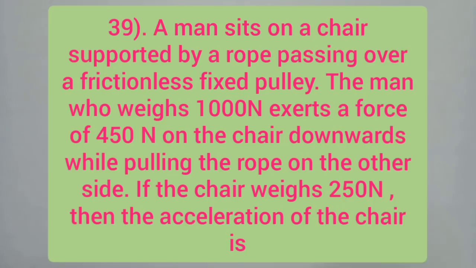Problem number 39. A man sits on a chair supported by a rope passing over a frictionless fixed pulley. The man, who weighs 1000 Newton, exerts a force of 450 Newton on the chair downward while pulling the rope on the other side. If the chair weighs 250 Newton, then the acceleration of the chair is.